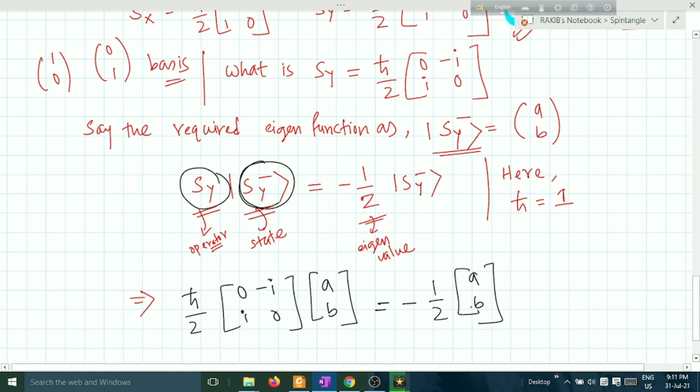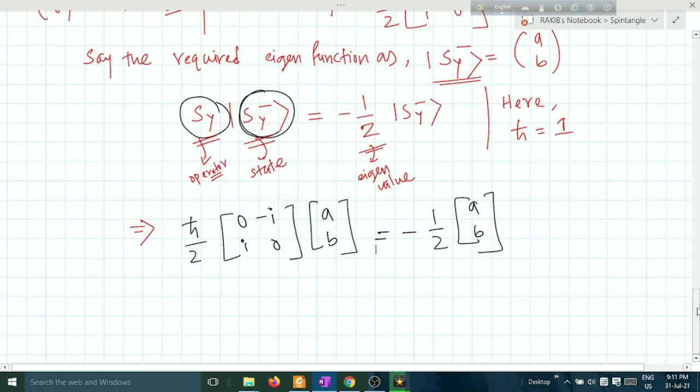Minus half times (A, B). This is the eigenvalue equation. You operate the Sy operator on the state Sy minus, you will get minus half as a result, and the state will return back.